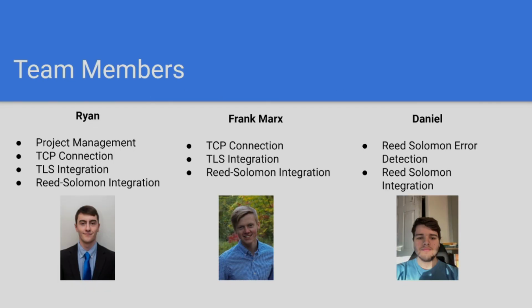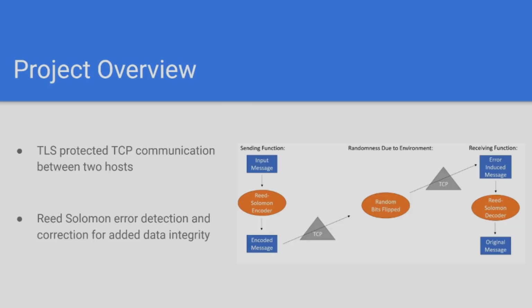First off, we would like to introduce the members of our team, who are Ryan Young, Daniel Byrne, and me, Frank Marks. Ryan fulfilled a project managerial role by carrying out communications with the points of contact at Electric Boat as well as our UConn faculty advisor. He and I worked together to set up the TCP connection used for the backbone of the program and integrate TLS security. Daniel, meanwhile, worked to integrate Reed-Solomon error detection to make sure our communication is reliable.